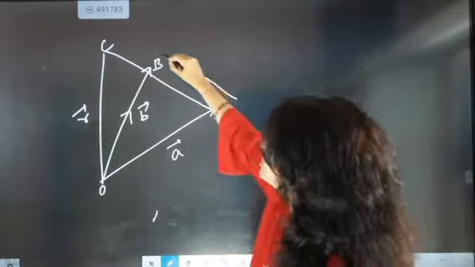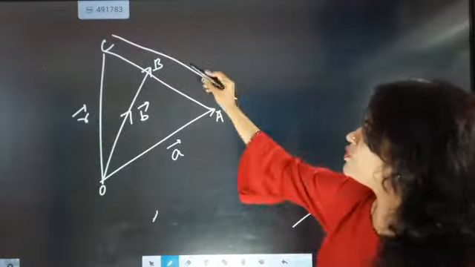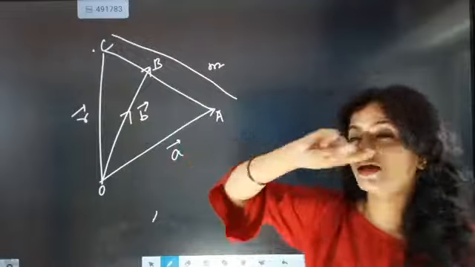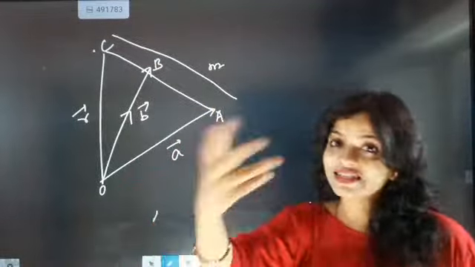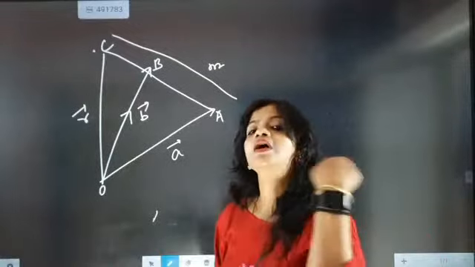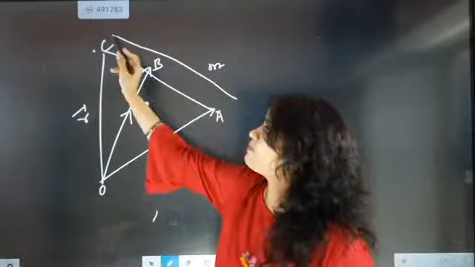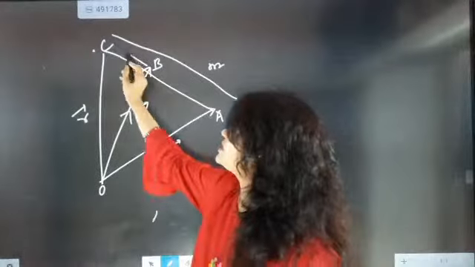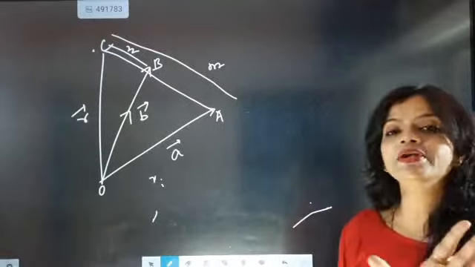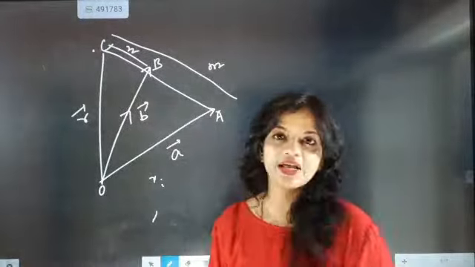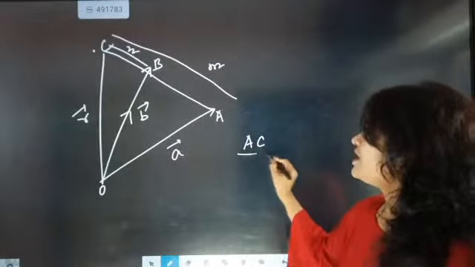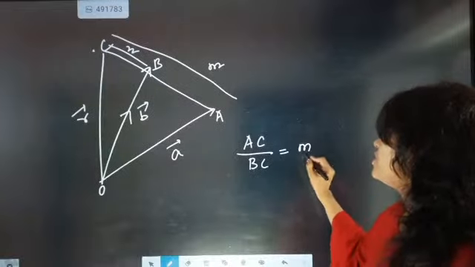First we have to see this ratio. AC total will become M because C is the point which divides AB externally. It is not coming from internal, it is coming from external. So AC part will be taken as M and BC part will be taken as N. So this is to be noted nicely. Ratio wise, we will be writing AC by BC equal to M by N.